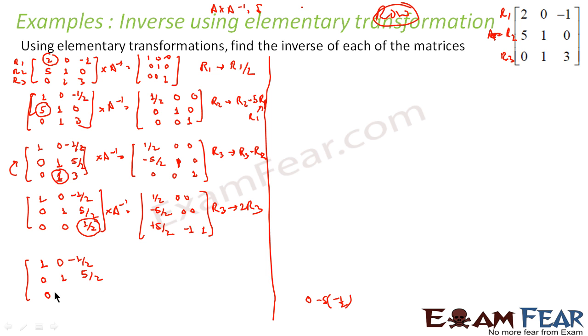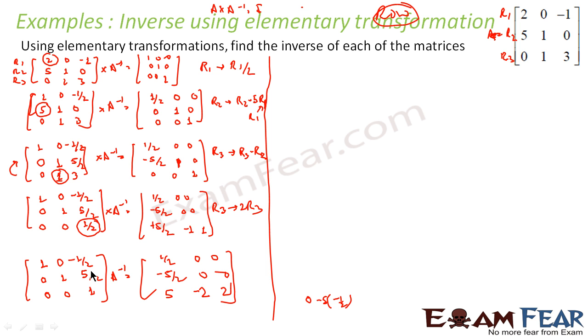R3 will have impact. 0 into 2 is 0, 0 into 2 is 0, 0 into 1 by 2 is 1. Into A inverse is nothing but, here also R1, R2 no impact. R3 will have impact. Plus 5 by 2 into 2 is 5. Minus 2 into minus 1 into 2 is minus 2 and 1 into 2 is 2. This is what I have got.